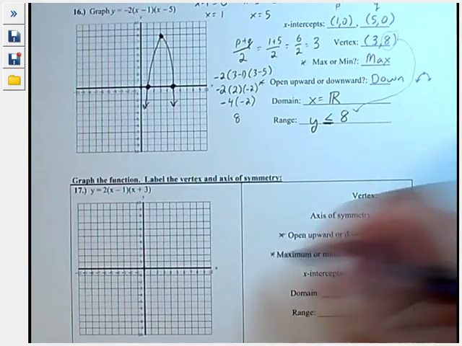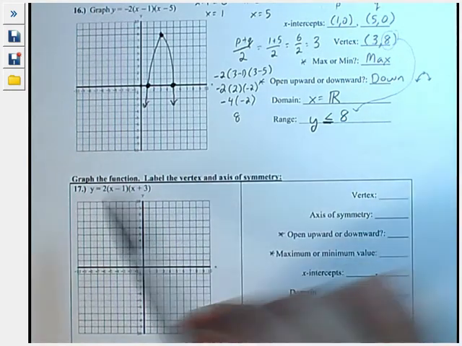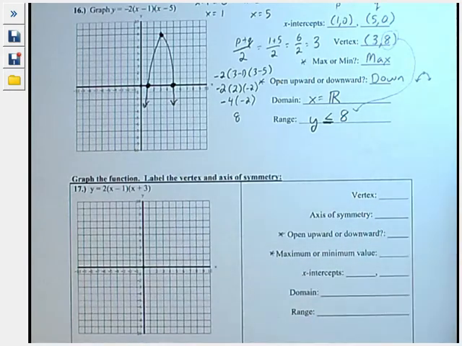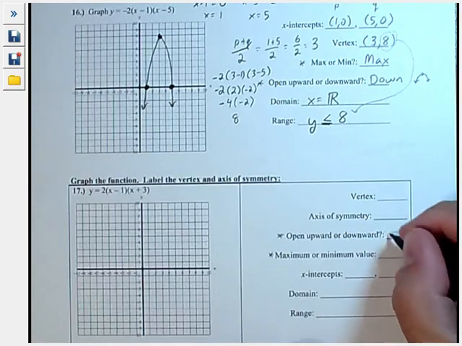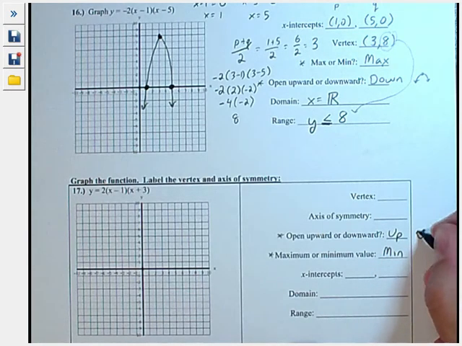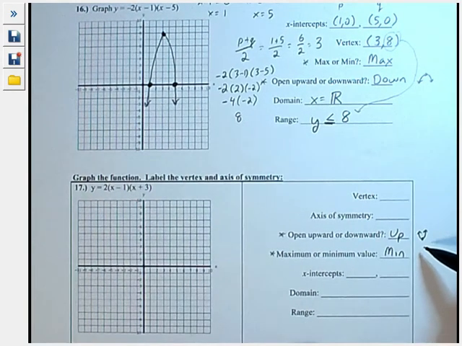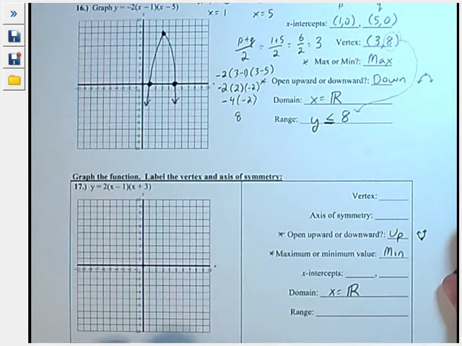These 2 pieces I can figure out right away, because I'm looking for this value, this a value, and that'll tell me, does this open up or down? Well, this is a positive number, so this is going to open up. Okay? Because it opens up, that makes this a minimum value, because the open up looks like this, and the vertex would be down here. That's the smallest value, so that is the minimum. We could probably jump ahead because you know the domain is going to be all real numbers, so we can go ahead and plug that in if we want.